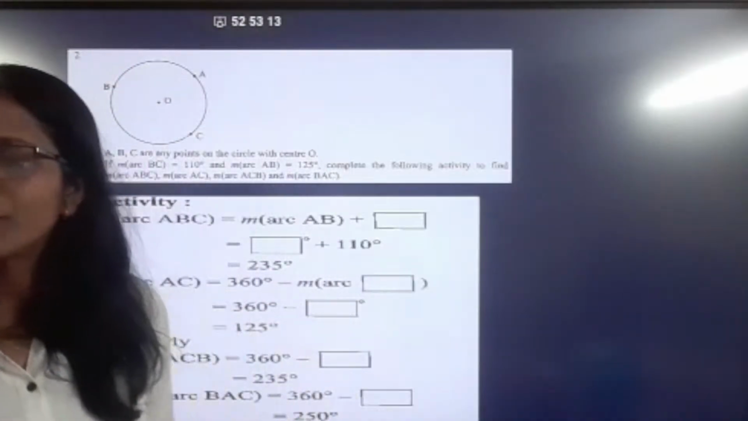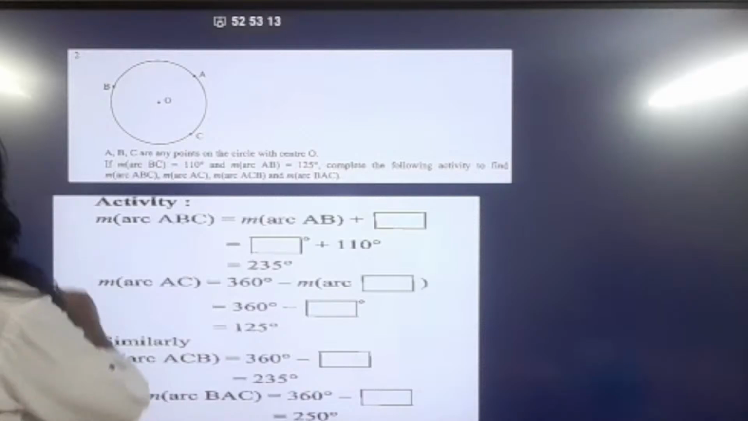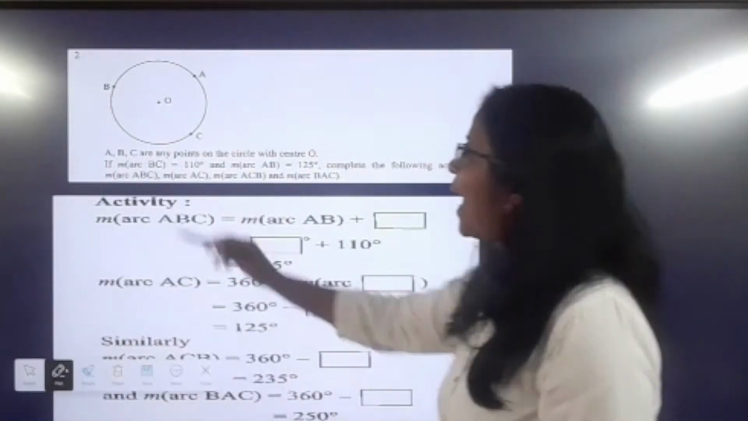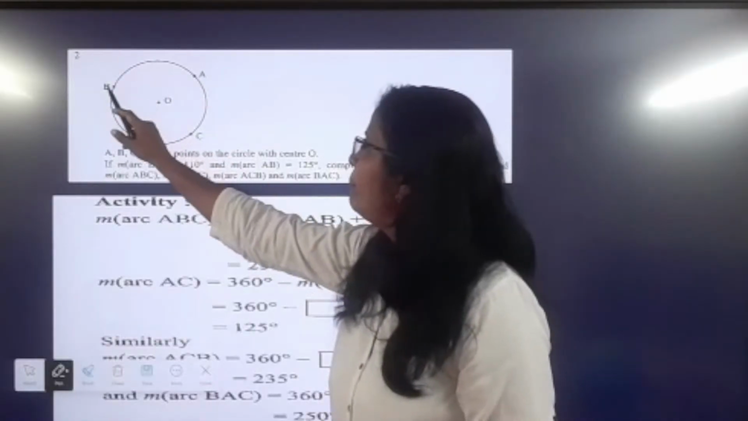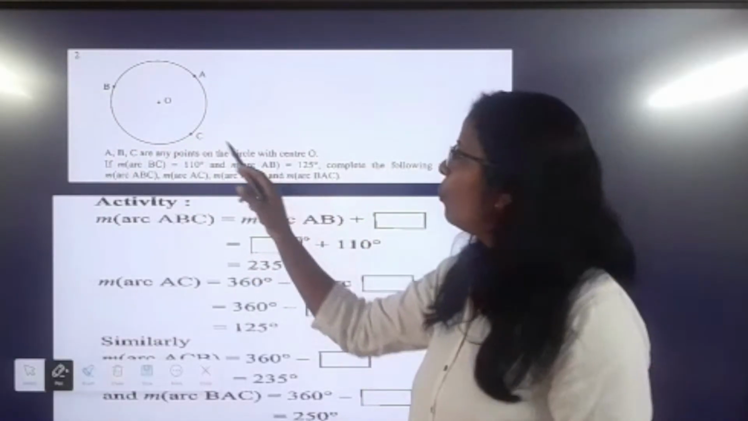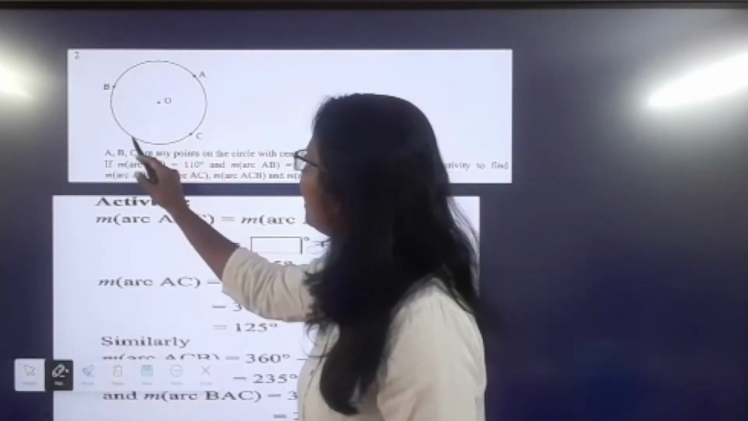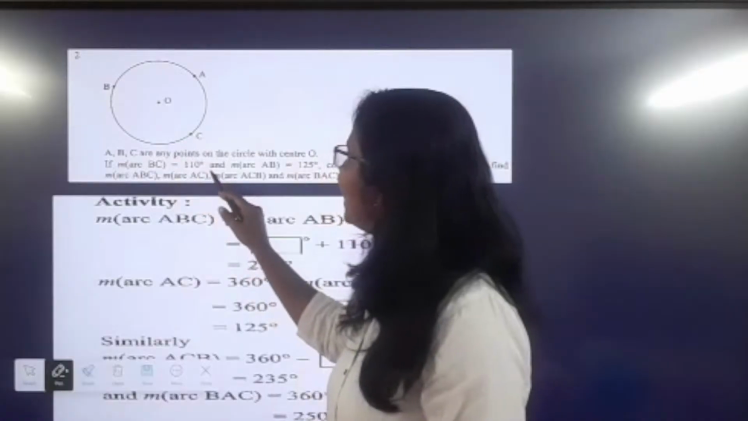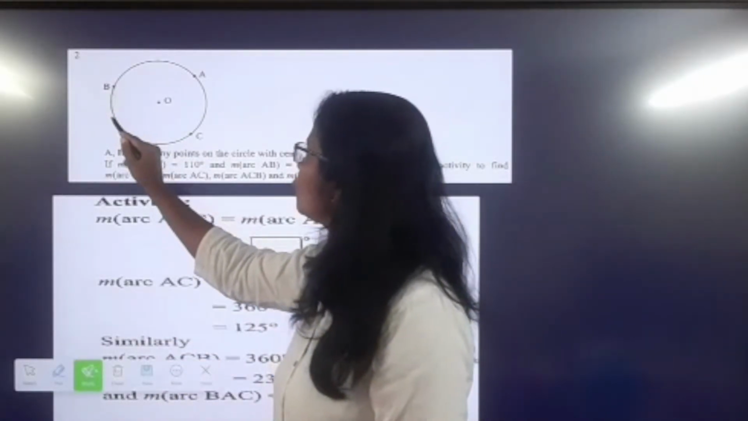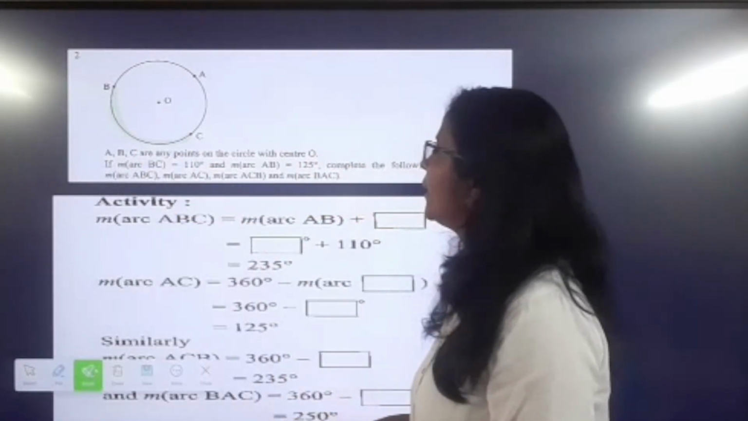The next example is about the circle. Here we say that A, B, C are any points on the circle with center O. If major arc BC, see this portion, students, major arc BC is equal to 110.